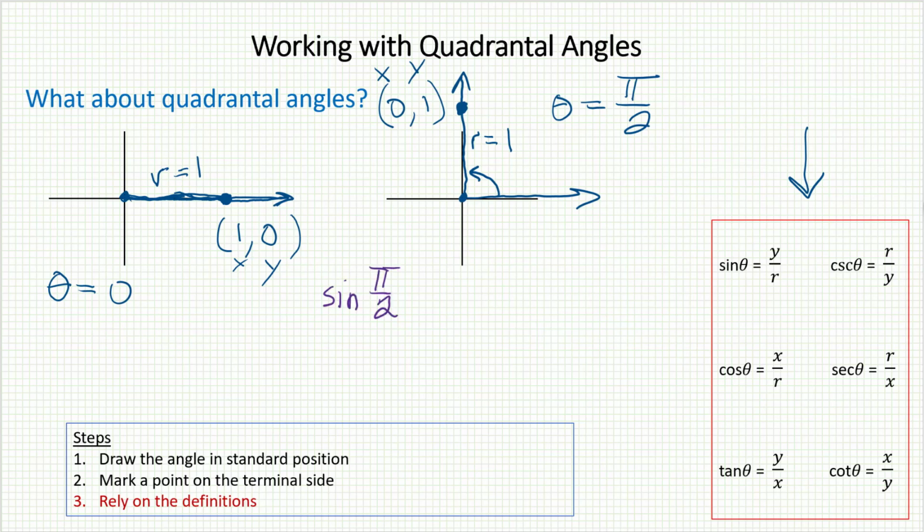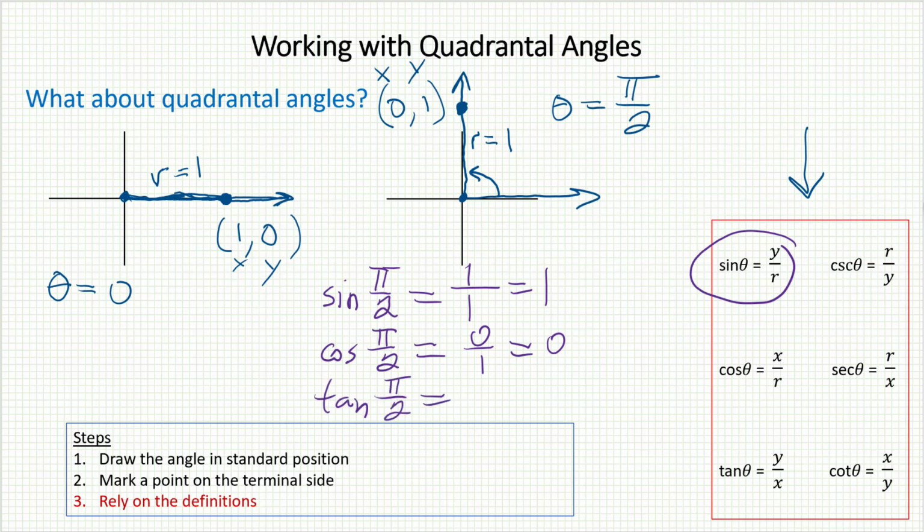Okay, so let's write down our trig ratios. Sine of pi over 2, we refer to our definition. It's the y, which is 1, divided by the r, which is also 1. 1 over 1 makes 1. We're going to get a lot of the same answers we got before. Cosine is x, 0, over r, which is 1. 0 divided by 1 is 0. Tangent is y over x, so 1 over 0. There's an undefined. I'll abbreviate it UND.